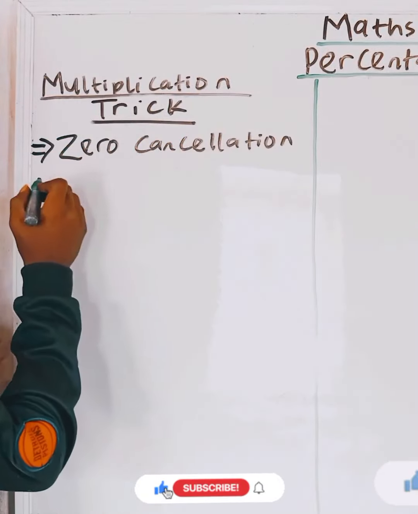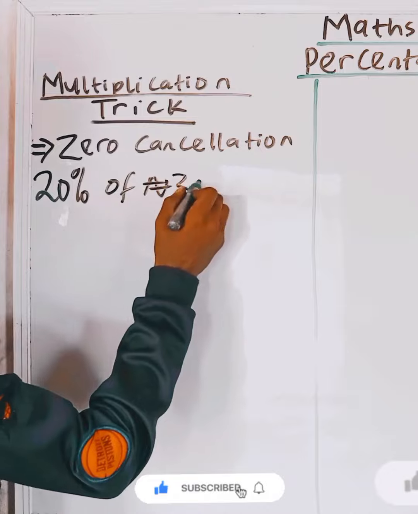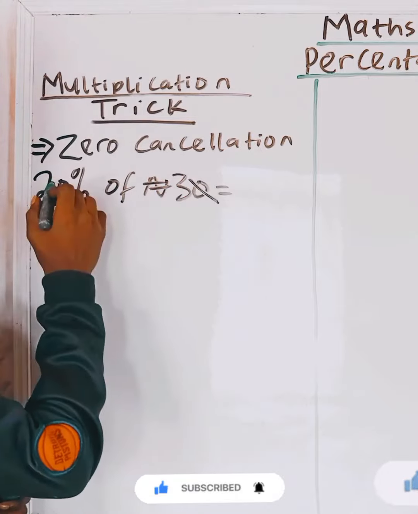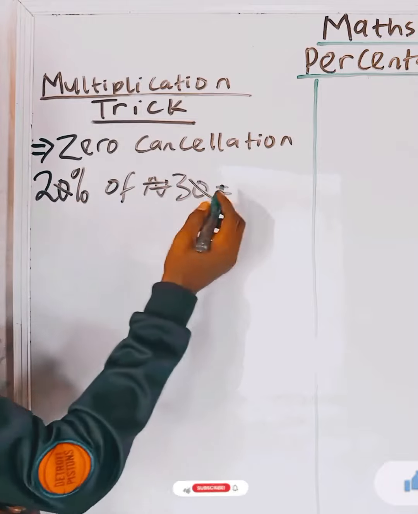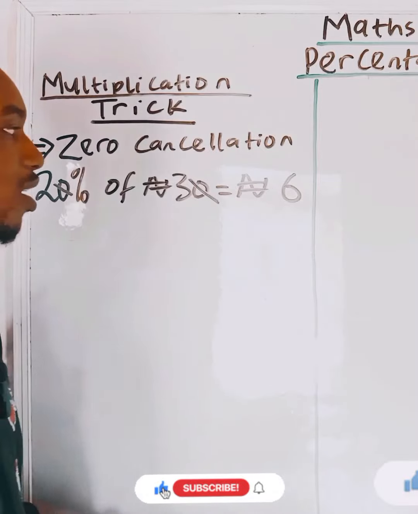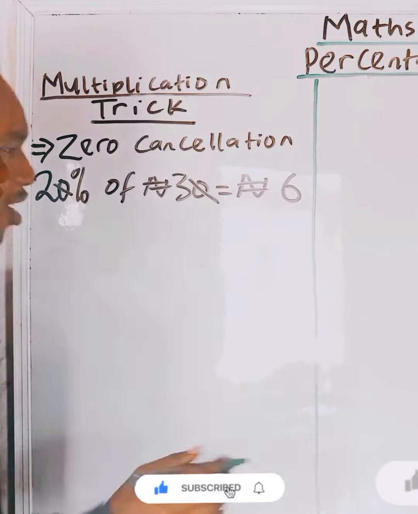Let's say we are being asked to evaluate 20% of 30 naira, for example. Here now we have 2 zeros behind the number. The trick says that we get rid of the 2 zeros, then multiply the remaining number. That's 2 times 3 is 6. So therefore, 20% of 30 naira is 6 naira. Easily. Yes, very fast.